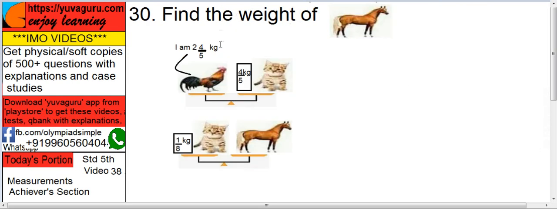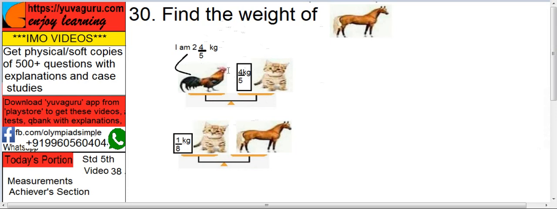From this given figure, we have to find the weight of this horse. This hen is balancing this cat plus 4/5 of a kg. This cat plus 1/8 of a kg is balancing this horse. We have to find the horse.